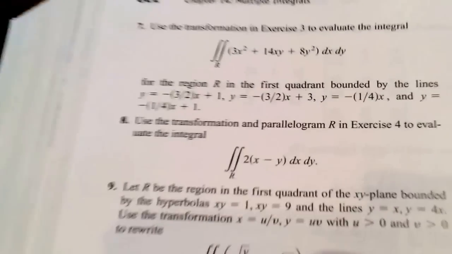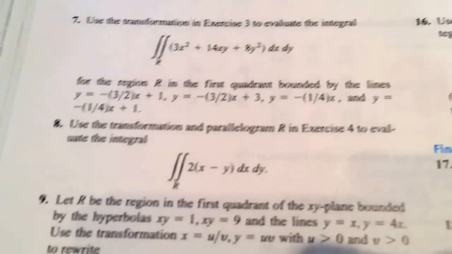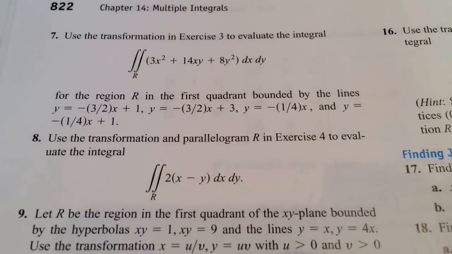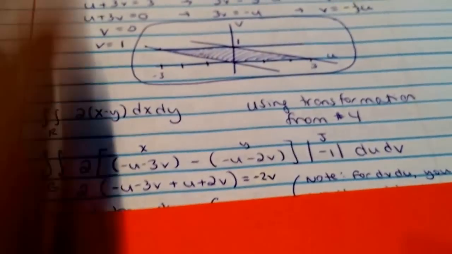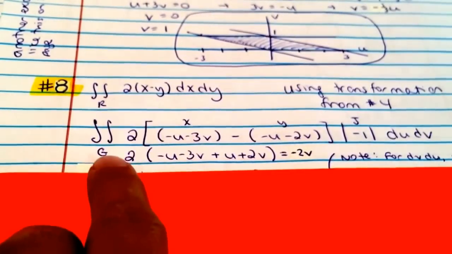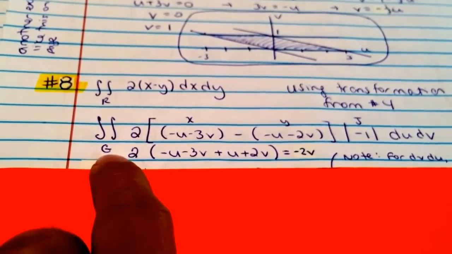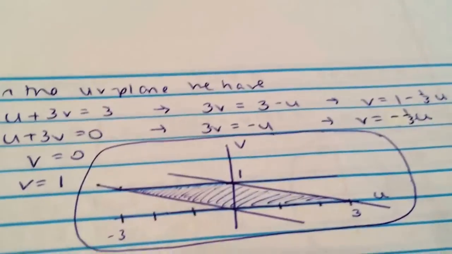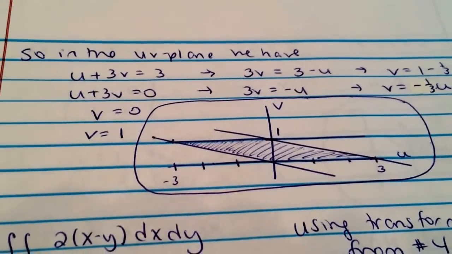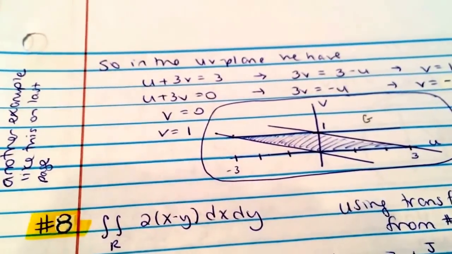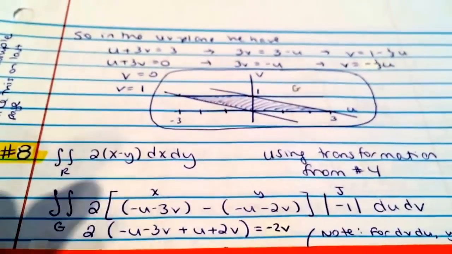All right. So number 8 is where we're going to use the number 4 that we did together. It says use the transformation in the parallelogram R in exercise 4 to evaluate the integral. So this is number 8 using the stuff from number 4. So notice I have to change. Okay, I'm going to integrate now over my new region G, which was, where is it? Oh, there it is. That's on the same page. There, that's my G. I guess I could have labeled it. I don't have a blue pen. G. That's my G. Okay, so that's my new region.